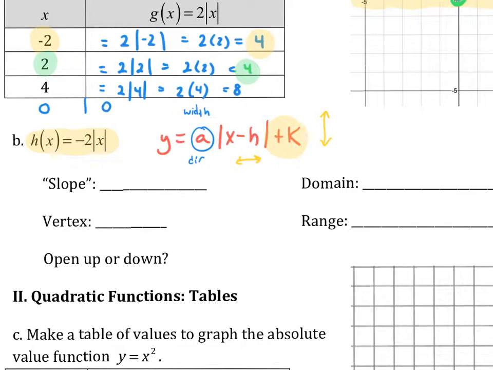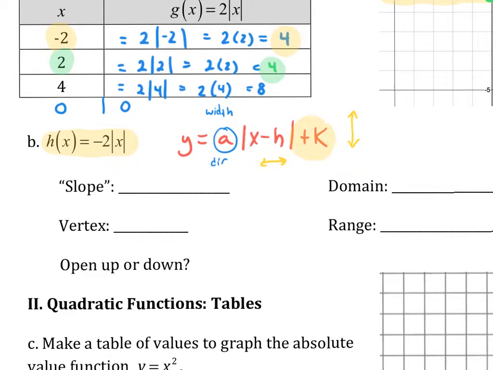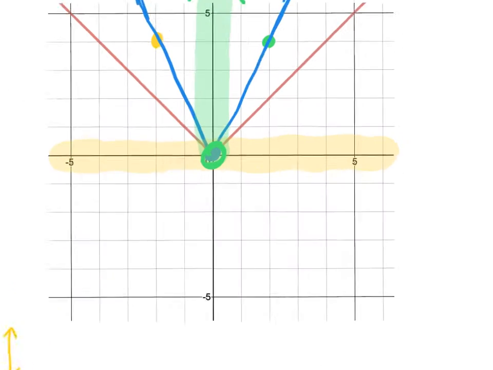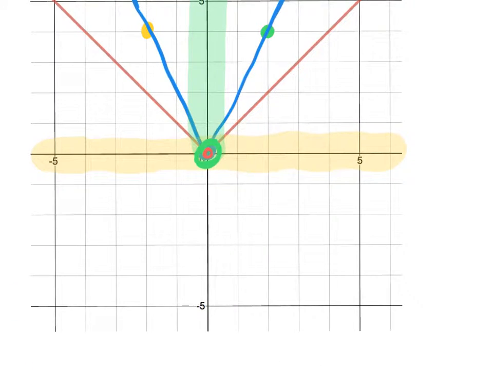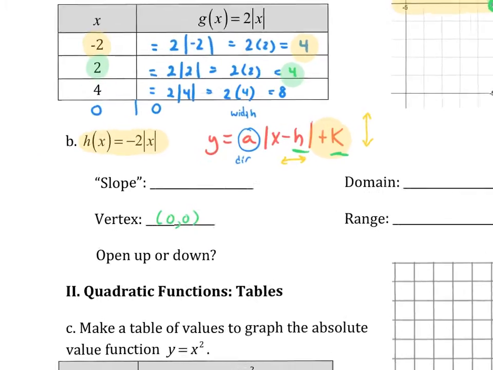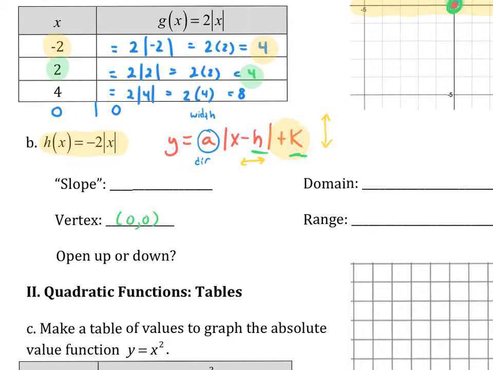And lastly, the k is up and down. So the thing that we considered here was the vertex is 0, 0. Why? Because the h and the k are my 0, 0. So I start at 0, 0, so I actually know where to begin right here. Next, does this puppy open up or down? Well, based on the negative that I see in the front right there, we know that this opens downward, sort of like a sad face.